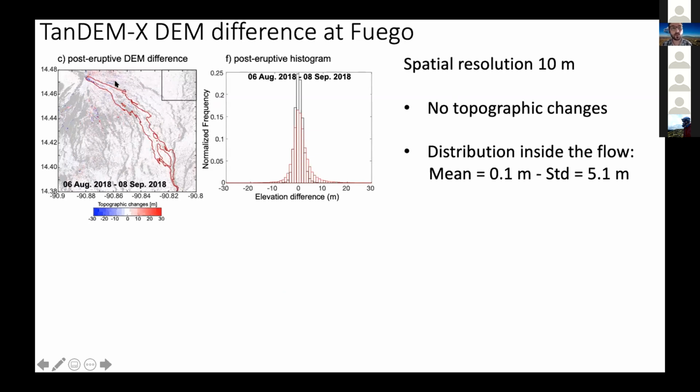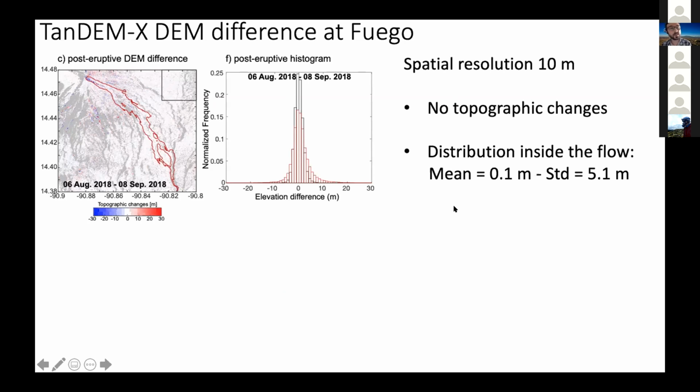So you expect no topographic change on the flow. And the histogram here in red shows the distribution of topographic change inside the flow at this time, and gives a mean centered on 0 and a standard deviation of about 5 meters.